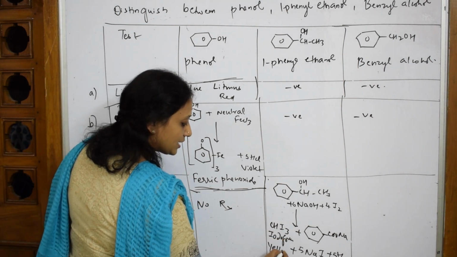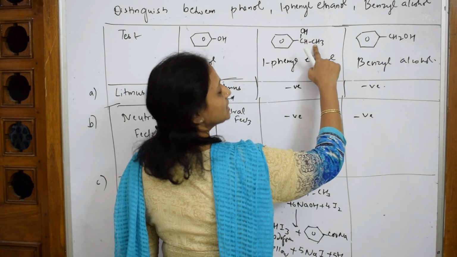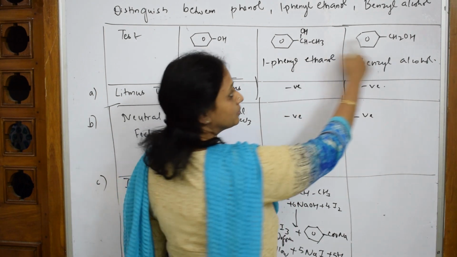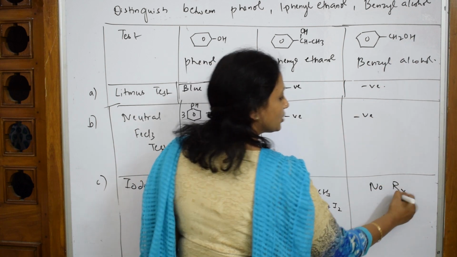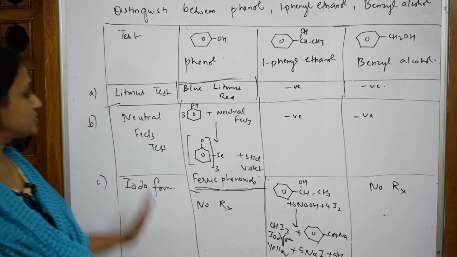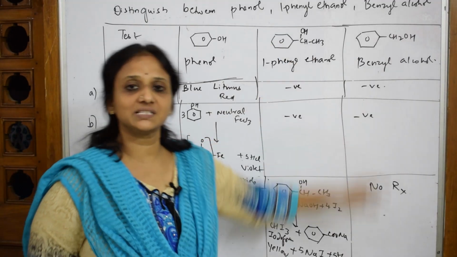Now when I look at these compounds, will it respond or not? Here it has an adjacent methyl group, that's why it is responding to iodoform. Here there is no adjacent methyl group, so it will show no reaction. So this is a distinguishing test between phenol, 1-phenyl ethanol and benzyl alcohol.